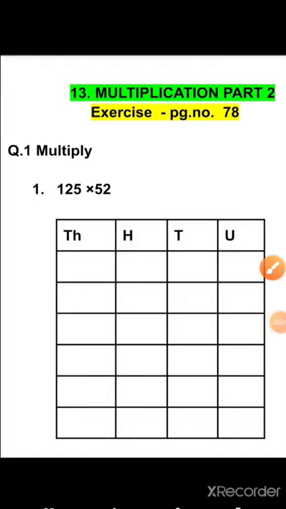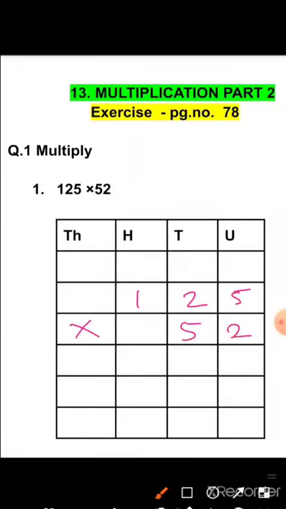Hello students, today we will start chapter number 13, multiplication part 2. This exercise is on page number 78. Question number 1, multiply 125 multiply by 52.